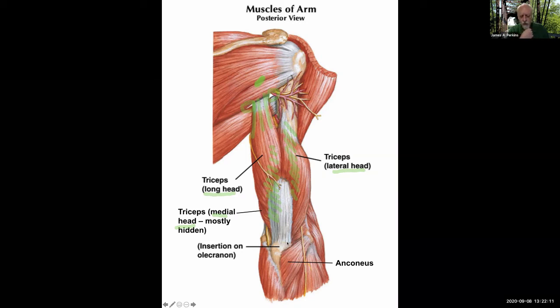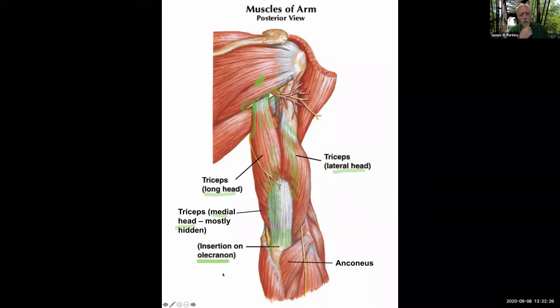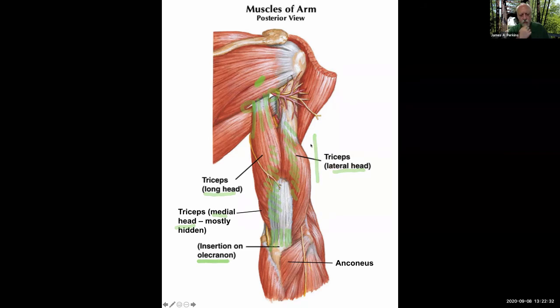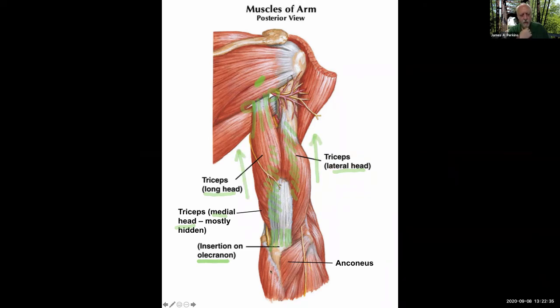The three heads all then converge together to form this very large tendon that inserts into the olecranon process of the ulna, one of the bones of the antebrachium. When the three heads of the triceps muscle contract, they're all going to generate a pulling force that's going to pull up this way, and that's going to pull up on that olecranon process, which is going to have the effect of extending the elbow. So the triceps brachii is by far the most powerful extensor muscle of the forearm at the elbow joint.